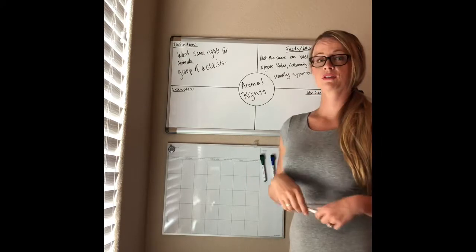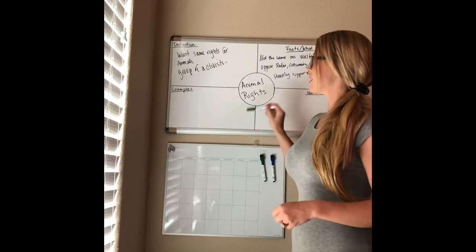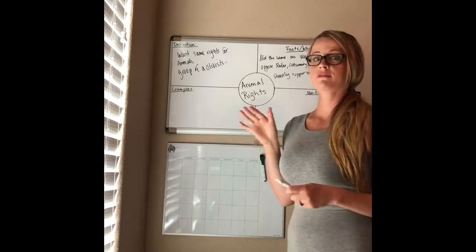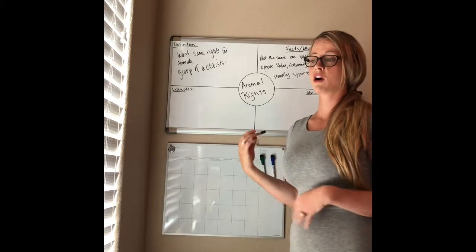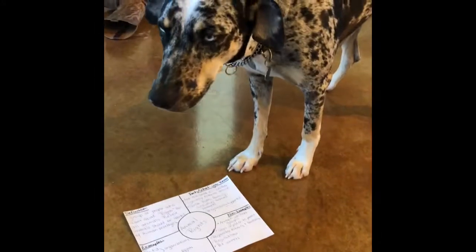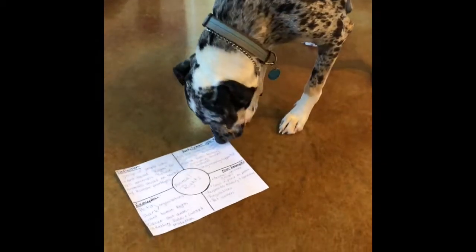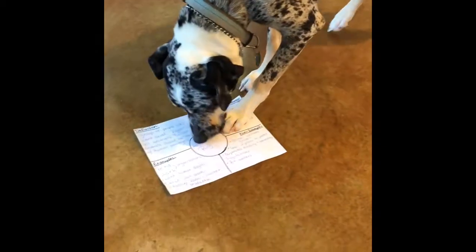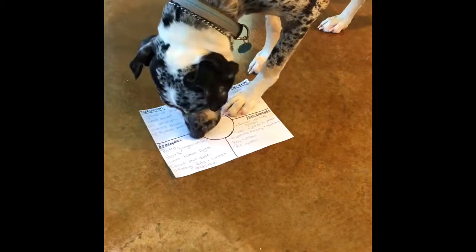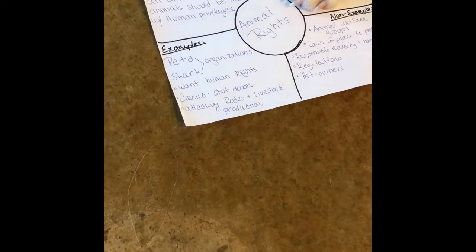Next, we're going to move on to giving examples of what you feel an animal rights group is, or if there are any examples. So we're going to call on Danny for that. Danny, will you share with us some examples that you wrote down for animal rights groups? She has PETA, SHARK, they want human rights, and examples would be that the circus has been shut down and that groups are attacking rodeo and livestock production.